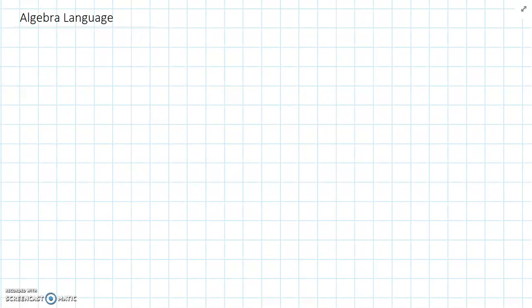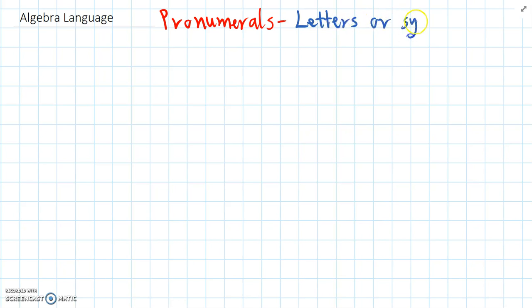Algebra is a different way of thinking in maths because instead of just using numbers, we're starting to use letters that can represent numbers. And these letters are called pronumerals. Pronumerals: letters or symbols that represent numbers.